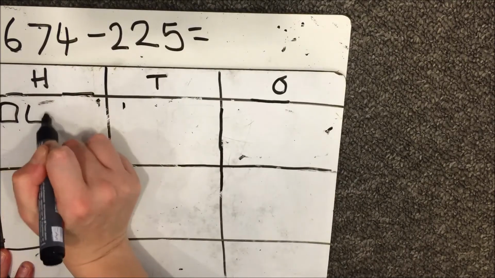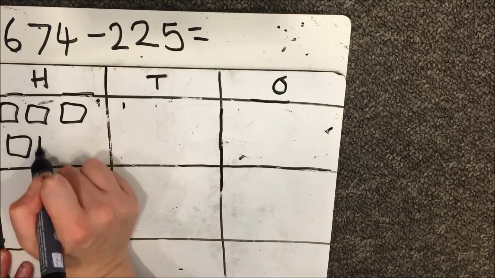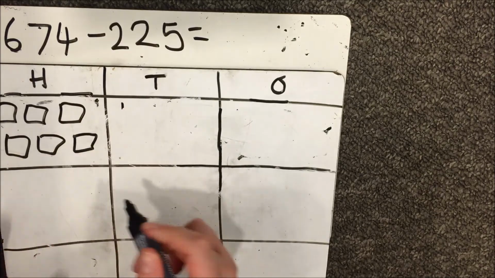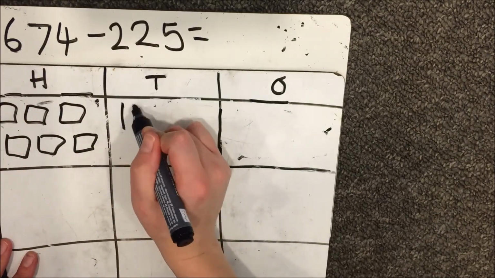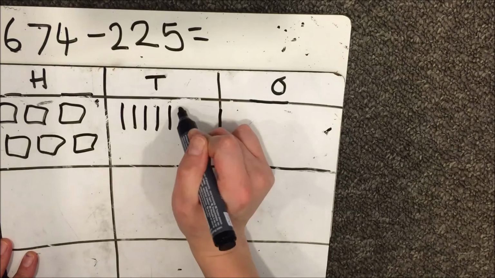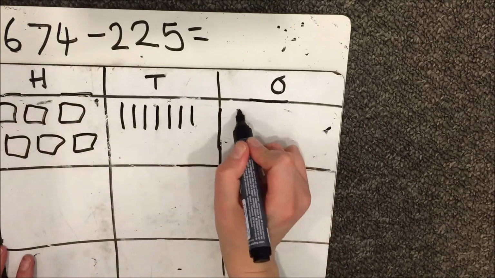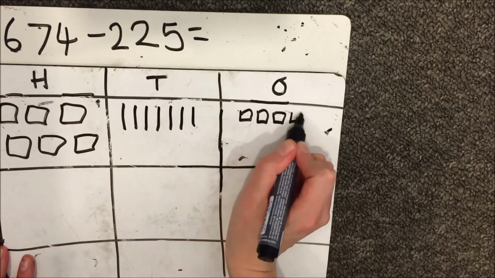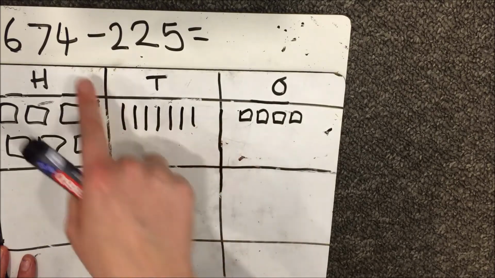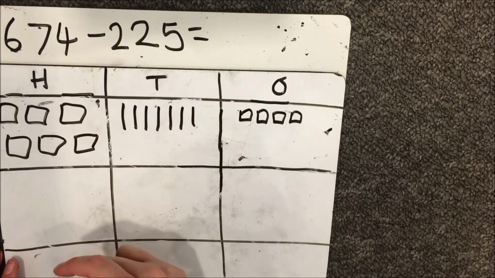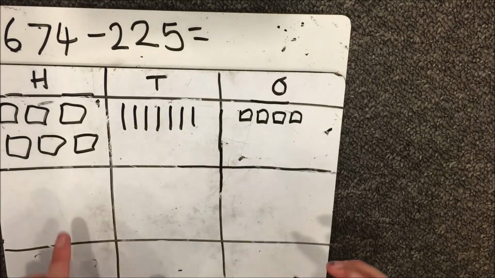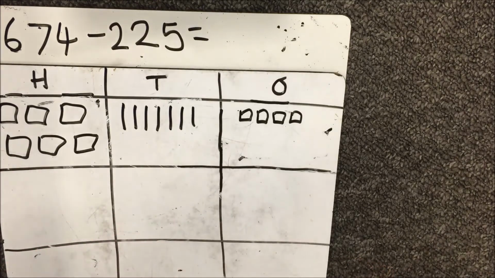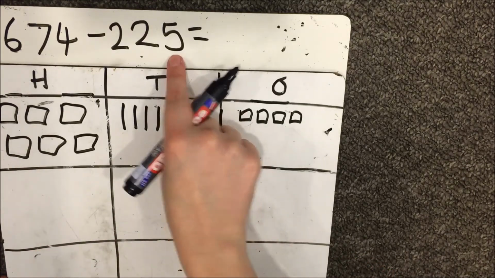600: 100, 200, 300, 400, 500, 600. How many tens? 10, 20, 30, 40, 50, 60, 70. How many ones? 1, 2, 3, 4. 674. I've done that part. Now I need to take away 225. Remember, I don't write the number underneath. So I need to take away my ones first of all.